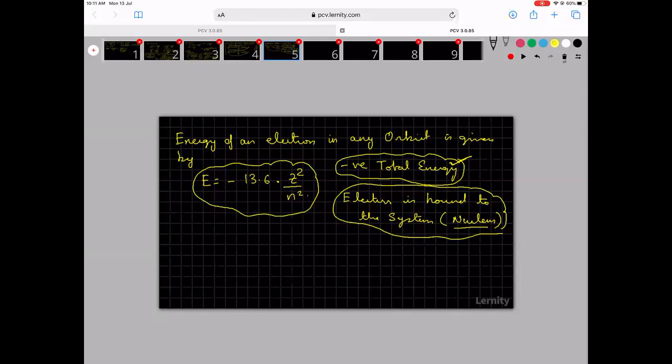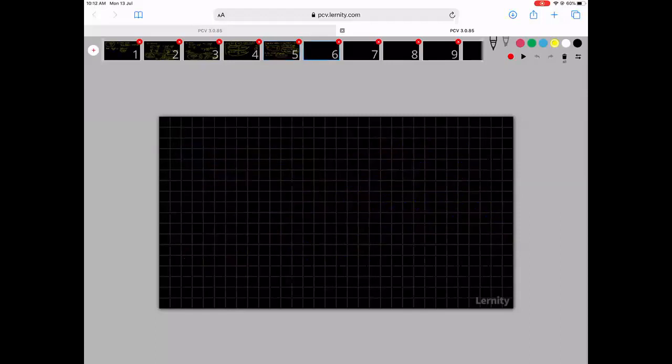Okay. Then in orbit number 1, in the K shell of hydrogen, because Z is equal to 1, N is equal to 1, energy is equal to minus 13.6 electron volt. So if you look at a hydrogen atom, this is the nucleus, and hydrogen has only one electron. It will be rotating in the K shell, so its energy is minus 13.6 electron volt.